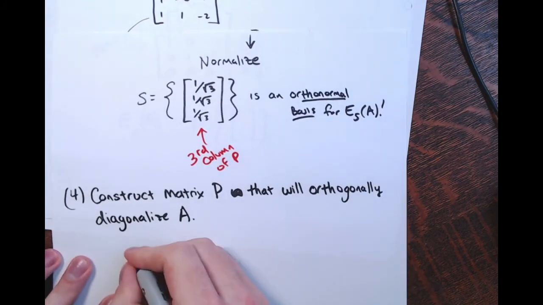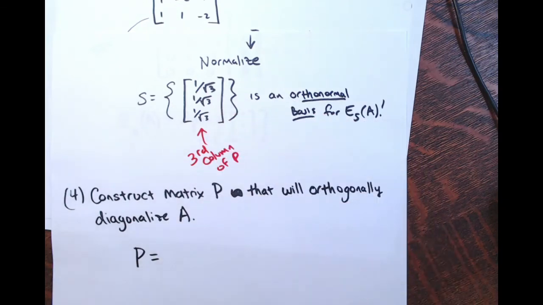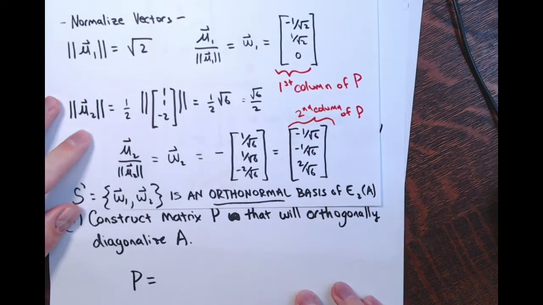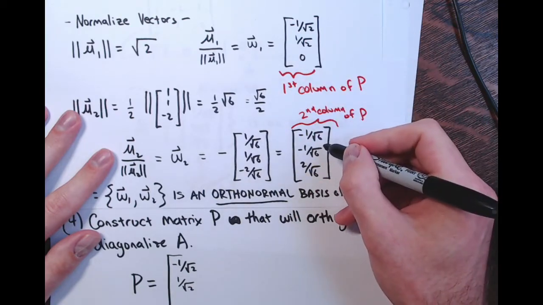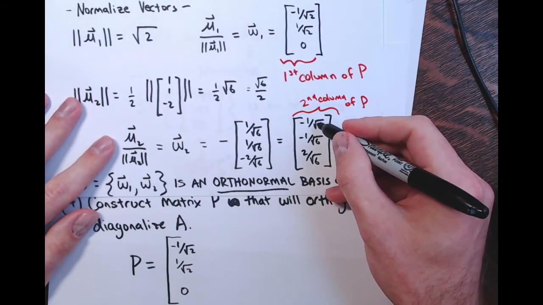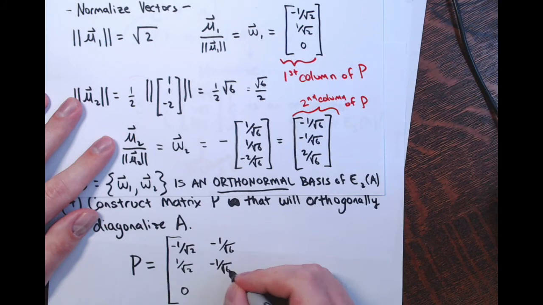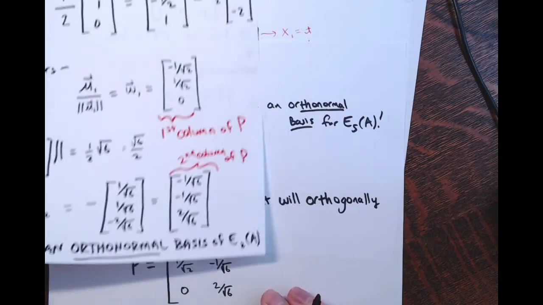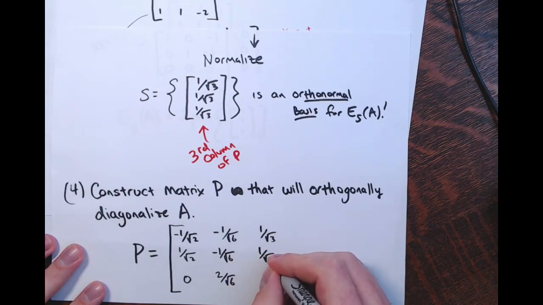And like I said, I'm just going to make these orthonormal basis vectors my columns. So from the previous page, my first column of P is this negative 1 over root 2, 1 over root 2, 0. I'll make the second column this other orthonormal basis vector from the earlier page, negative 1 over square root of 6, negative 1 over the square root of 6, 2 over the square root of 6. And the third column from that other eigenspace, this 1 over square root of 3, 1 over square root of 3, and 1 over square root of 3.